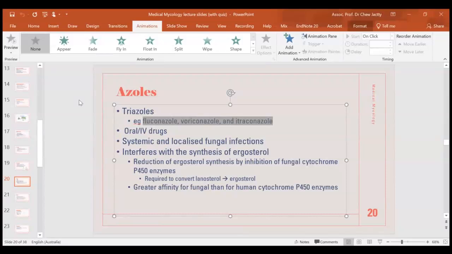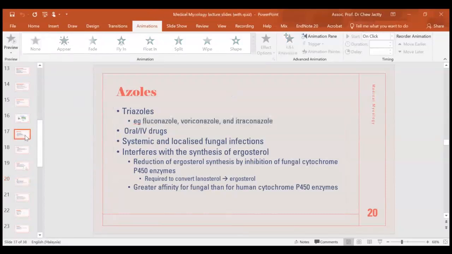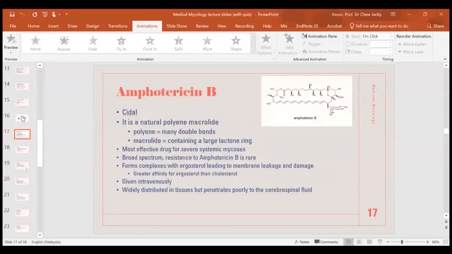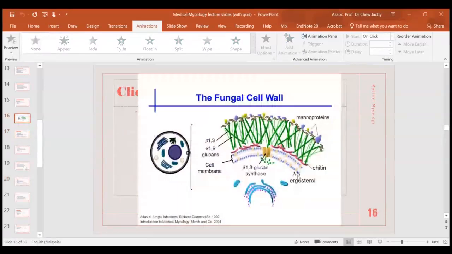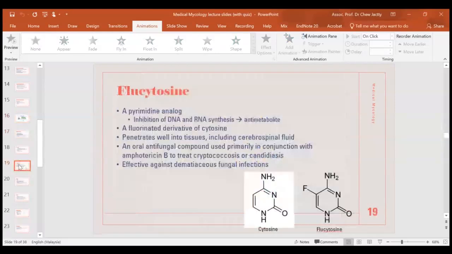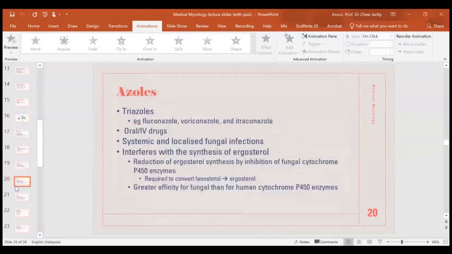If you recall what we talked about with polyenes, right? Polyenes bind to the structure ergosterol directly, but our azoles don't bind to ergosterol. They inhibit the fungal cytochrome P450 enzyme. When the enzyme activity is inhibited, it interferes with ergosterol synthesis. It interferes with the conversion of lanosterol to ergosterol.